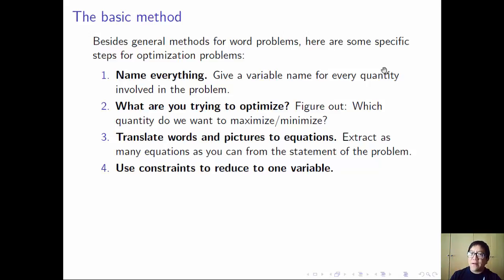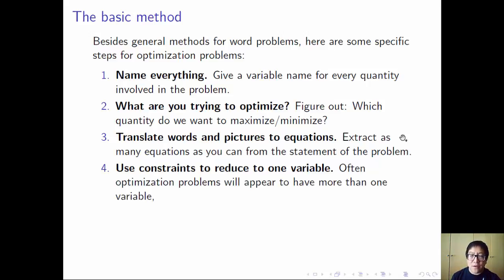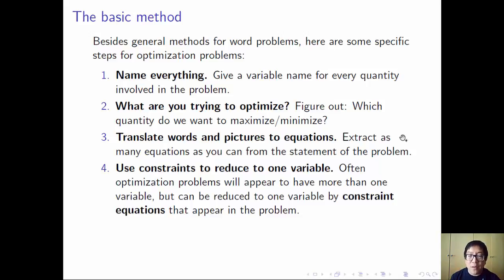So what will often happen in optimization problems that you see in Calculus 1, in order to make them interesting, there will be different equations floating around, and one of the equations will be the thing you want to maximize or minimize, and the other ones will be constraints. And so the idea is to use the constraint equations to reduce your problem to optimization in one variable. So again, often optimization problems will appear to have more than one variable, but they can be reduced to one variable by so-called constraint equations that appear in the problem.